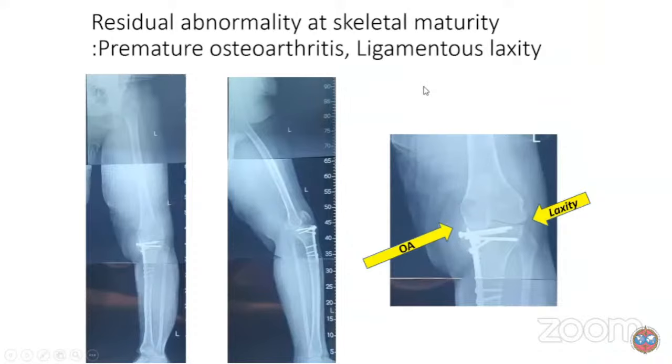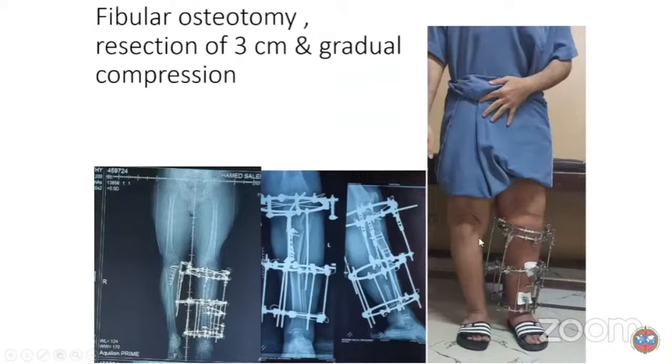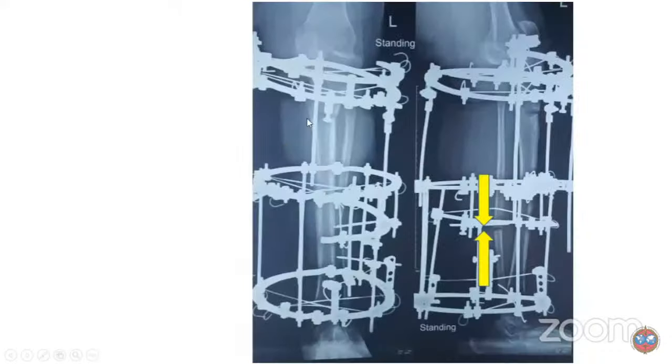Also, you can have premature osteoarthritis and ligamentous laxity, like this patient with plating. You remove the plates, you correct the deformity, you remove a segment of the fibula, and you correct all of them together with direct weight bearing, so the patient can move immediately, and you do lengthening at the same time. And this is compression of the fibula.